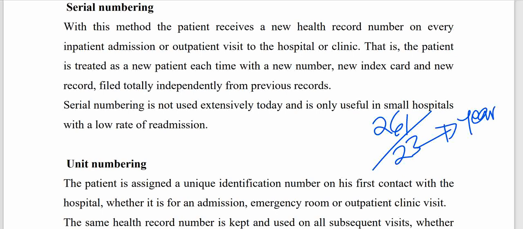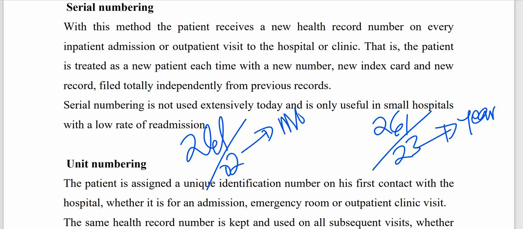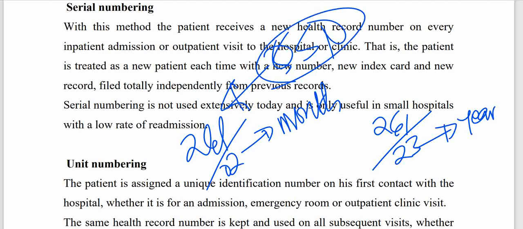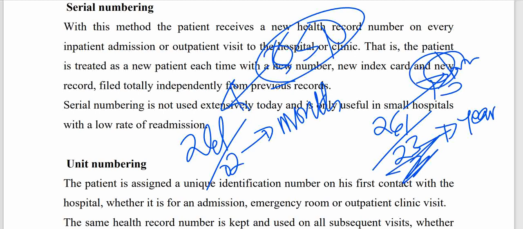So if it is like this, 261 out of 02, so this is the month, okay? Then this is the actual OPD serial numbering. And this could also be the inpatient numbering, or maybe the serial numbering, or the unit numbering. But what I want you to understand is what you normally write under every number that you assigned.